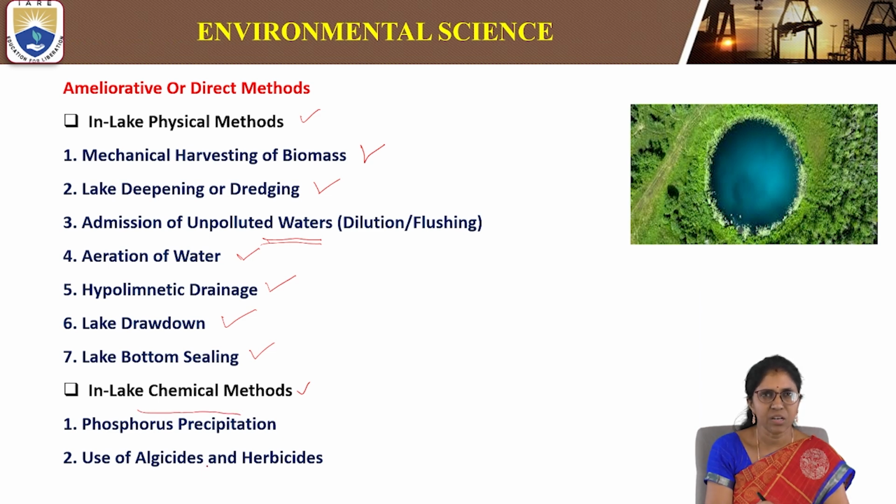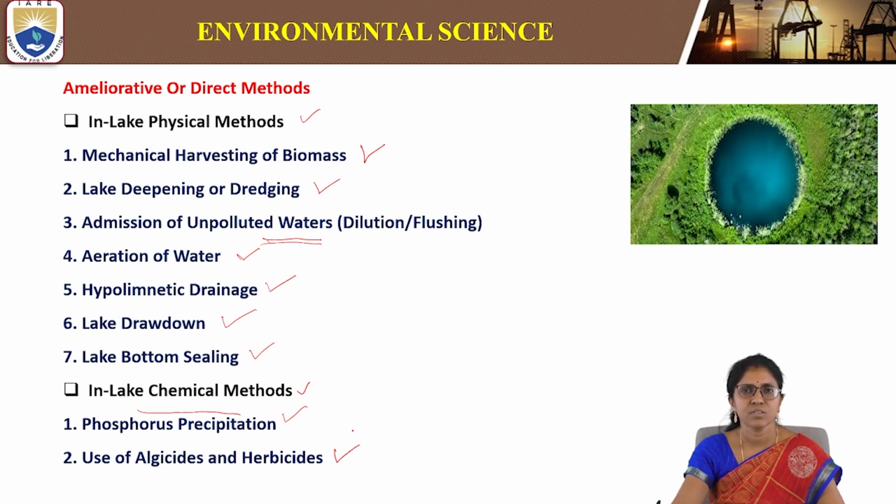In-lake chemical methods include phosphorus precipitation and use of algicides and herbicides. By using algicides and herbicides, we can kill the algae and weeds which are present in lakes. So by using chemical methods also, we can prevent the eutrophication of lakes. We can improve the quality of water.